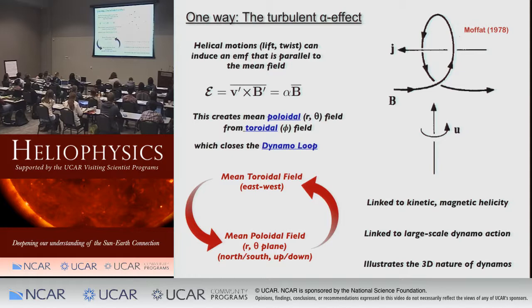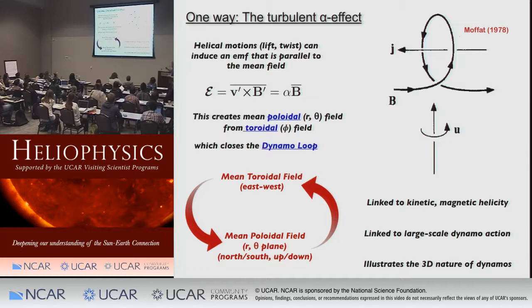Lifting is up, so the velocity is up and the vorticity is up, so there's a V dot omega correlation. So it's linked to kinetic helicity, and it's also linked to magnetic helicity. And it really illustrates the 3D nature of dynamos: you can't do this in an axisymmetric way. This has to be three-dimensional. And it closes the dynamo loop, so you can make toroidal field by the omega effect, and you can make poloidal field by this alpha effect, so these feed into each other.